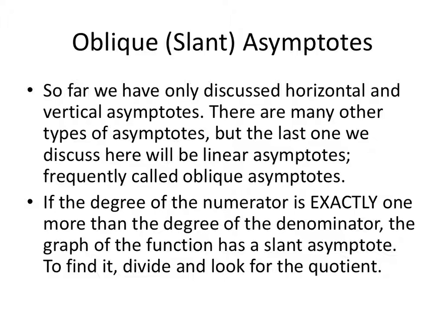Alright, so far we've only discussed horizontal and vertical asymptotes. There are many other types of asymptotes. But the last one we're going to discuss here will be linear asymptotes, which are frequently called oblique asymptotes, or slant. I like the word slant better because oblique is kind of an obtuse word. If the degree of the numerator is exactly 1 more than the degree of the denominator, the graph of the function has a slant asymptote. To find it, we're going to divide and look for the quotient.